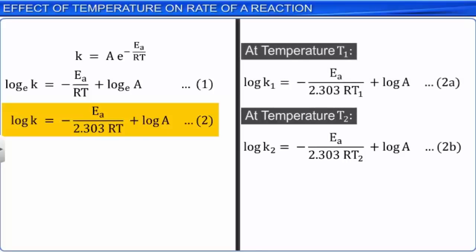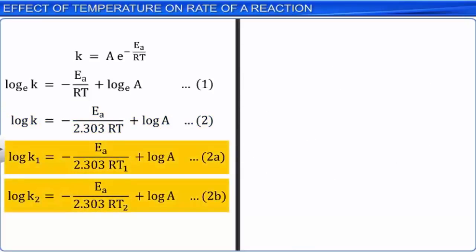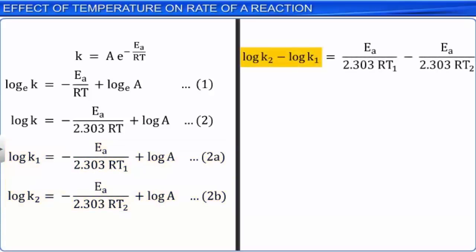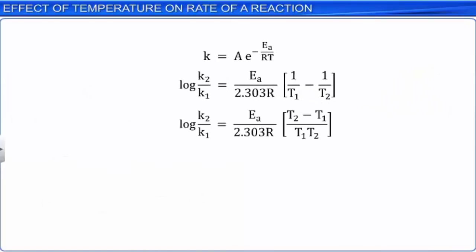On subtracting 2B from 2A, we get log K2 minus log K1 is equal to EA divided by 2.303 RT1 minus EA divided by 2.303 RT2, or log K2 divided by K1 is equal to EA divided by 2.303 R multiplied by 1 by T1 minus 1 by T2. Thus, the Arrhenius equation can be used to calculate the activation energy at different temperatures if the experimental values of the rate constants are known.